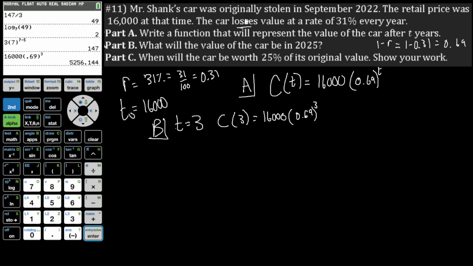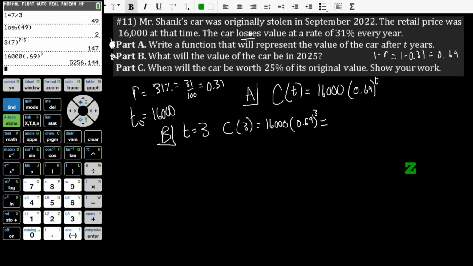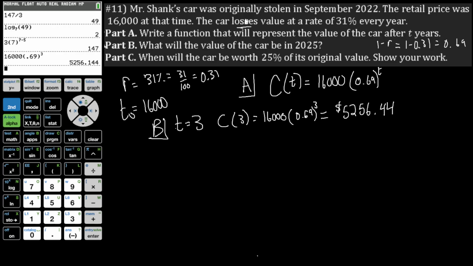So I'm saying the value of the car is going to be, sorry for the interruption, high school. So my total price after 3 years is going to be $5,256.44. So I'm saying that this is going to be my general equation. Part B is my price, and so now part C is where we're going to be at. Close it out.